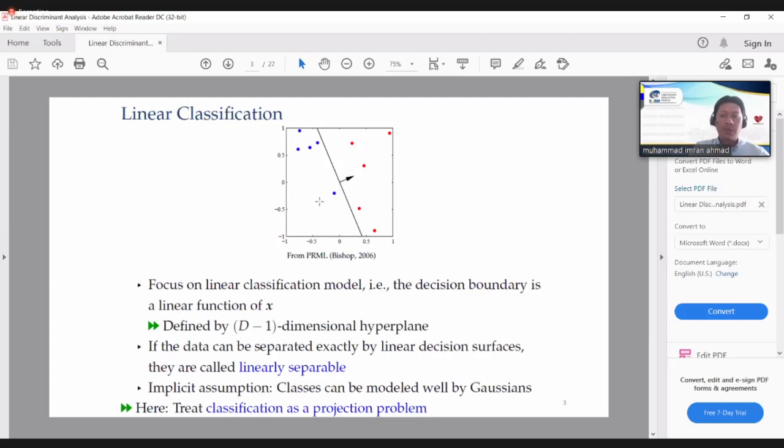So this is the role of LDA. The role of LDA is to make sure that if we have two groups that are very close, after applying the transformation they are far away from each other. When they are far apart, we can create a straight linear boundary line like this. This is what we want. If the data can be separated exactly by a linear decision surface, they are called linearly separable.